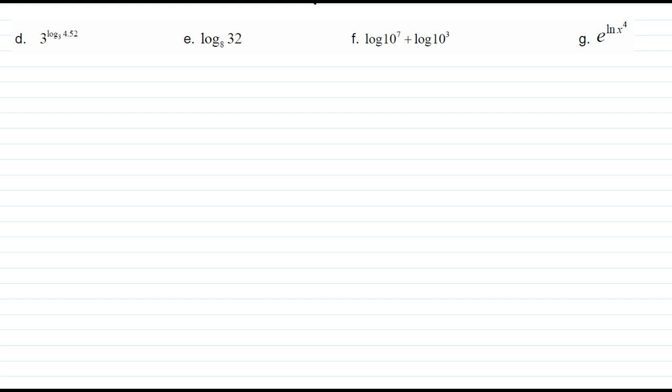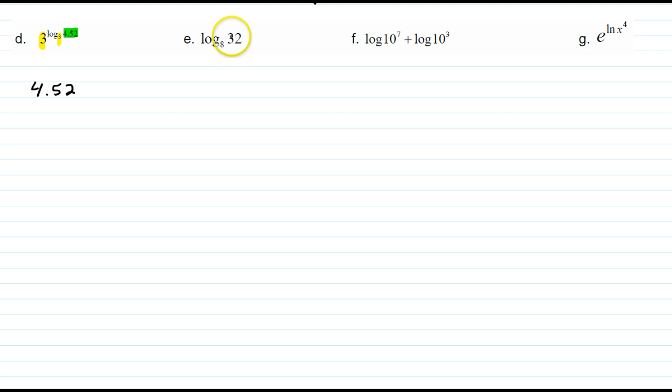Alright, for D, what you want to notice is that we have 3 to the 3rd, or the base 3 of the log, and so when those repeat, our answer is just going to be this, so we get 4.52 each and every time.